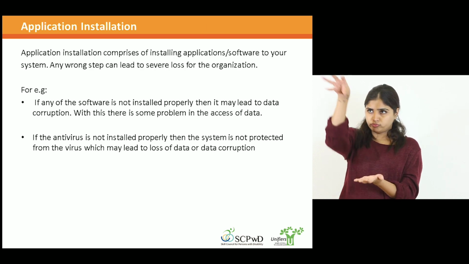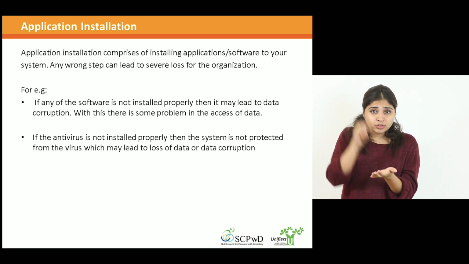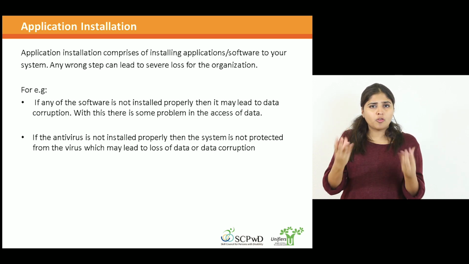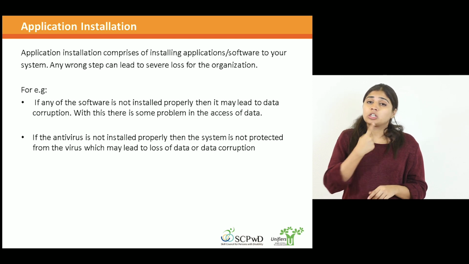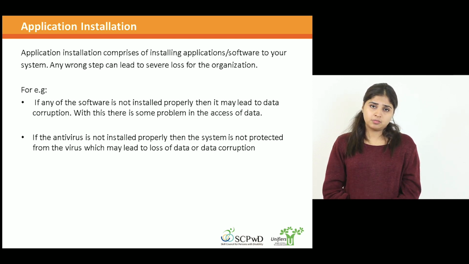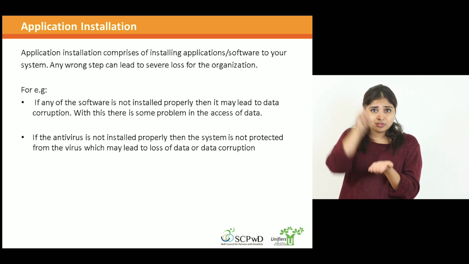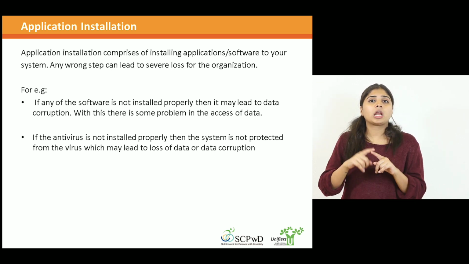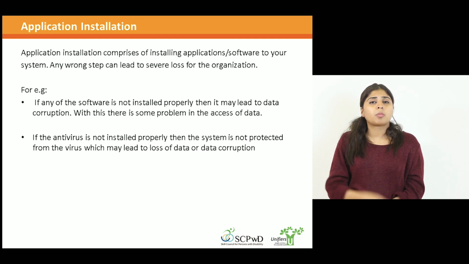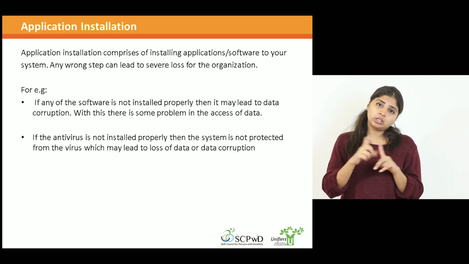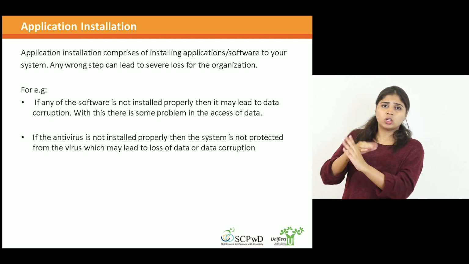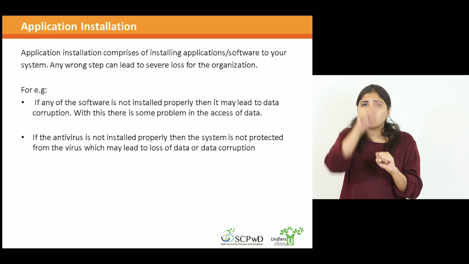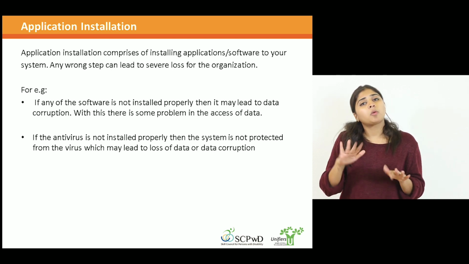Application installation. Application installation comprises installing application software on your system. Any wrong step can lead to severe loss for the organization. For example, if any of the software is not installed properly, then it may lead to data corruption. With this, there is some problem in the access of the data. If the antivirus is not installed properly, then the system is not protected from viruses, which may lead to loss of data or data corruption.